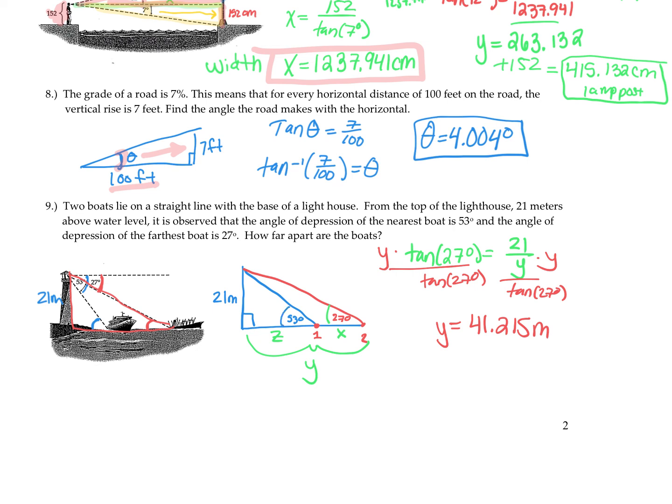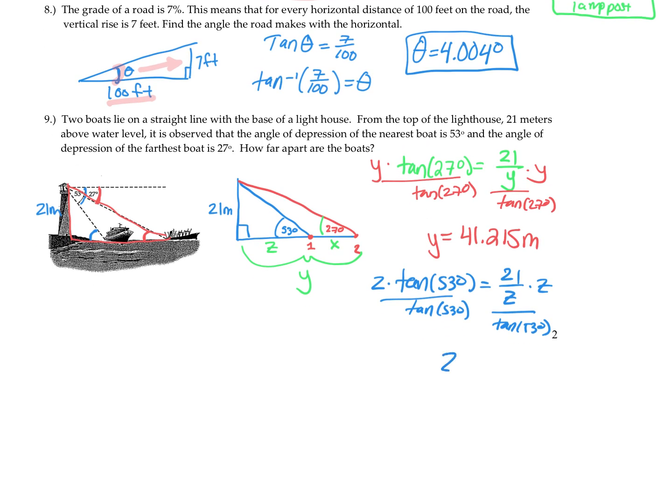Then to solve for z, I'm going to do the same thing, but now I'm going to use this angle 53. So the tangent of 53 equals 21 over z. Again, I'd multiply by z and then divide by the tangent to solve for z. When I do that in my calculator, I get that z is 15.825 meters. So x would equal y minus z, and so that means my x is going to equal 25.390 meters.